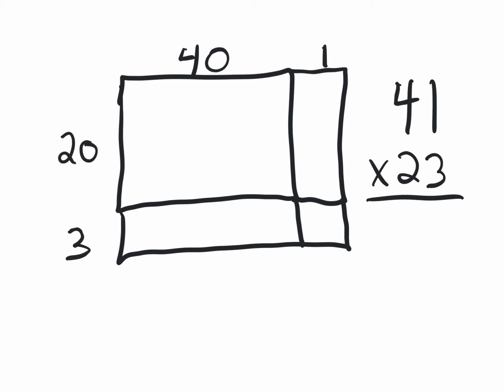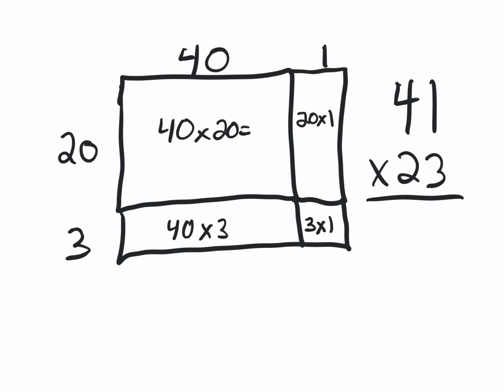Like that. This big box here is going to be 40 times 20. Over here is going to be 20 times 1. Down here is going to be 3 times 1. And right here is going to be 40 times 3.